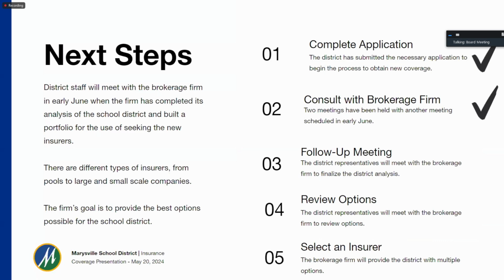So we have a meeting scheduled in June. In that meeting, they're going to present different types of insurers, different pools, and the firm's goal is to provide us with the best option. So we're expecting that to happen in June. We've already completed our application, and we already have the brokerage consultants plugged in. The follow-up meeting is coming up in a couple of weeks, and we'll review options and then we'll select an insurer. And that is my report.